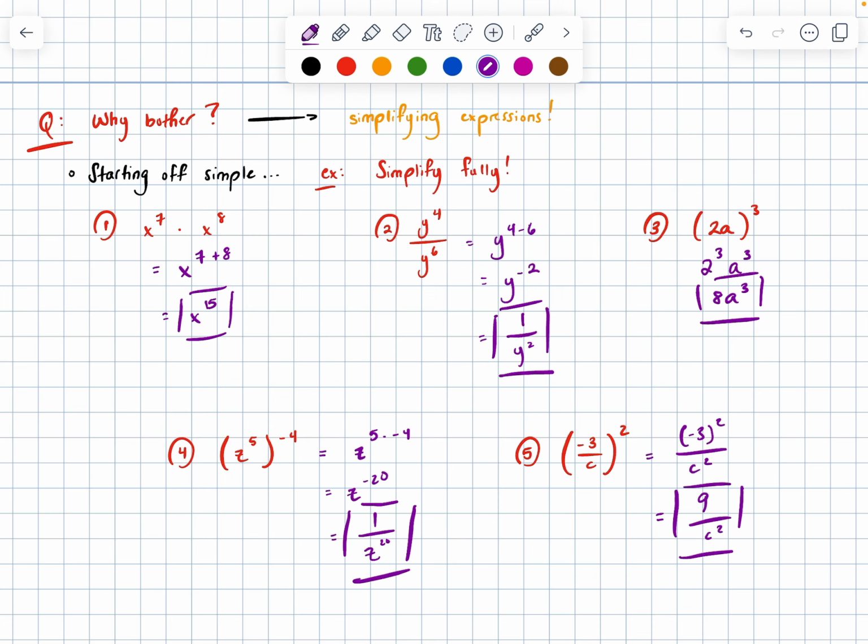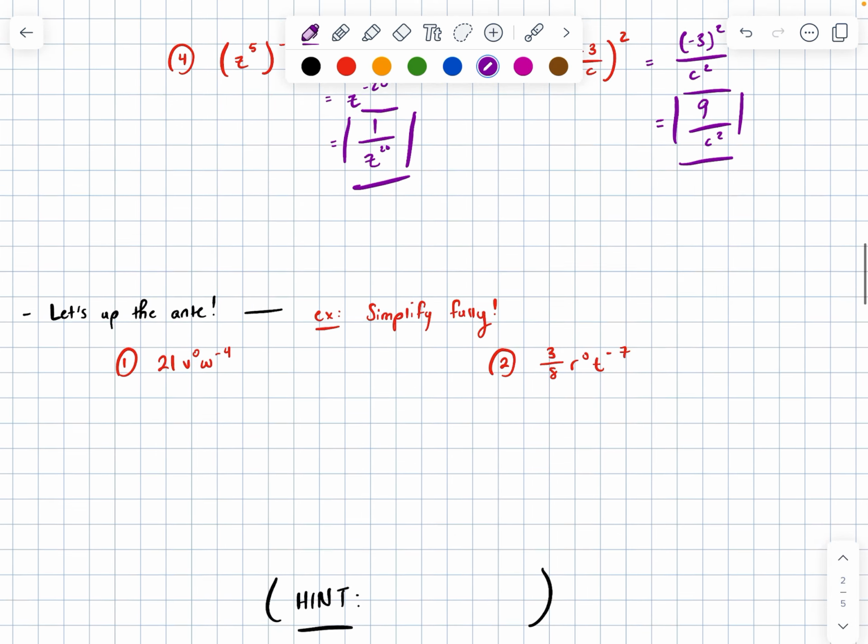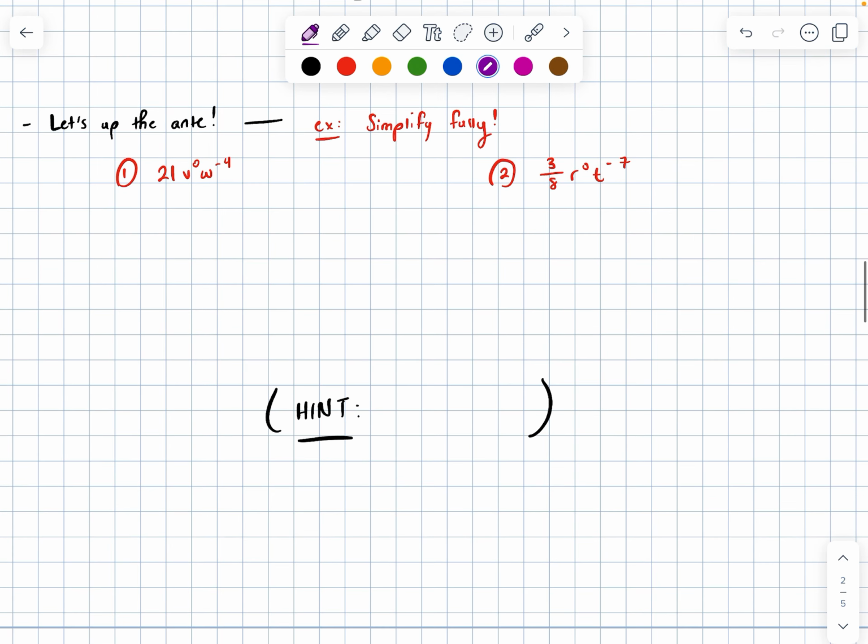Great! Now that we've got the fundamentals in theory down, let's up the ante a little bit and see if we can simplify some stuff like this. We'll do number 1 together, and then I'll set you loose on number 2. 21, v to the 0, w to the negative 4th.